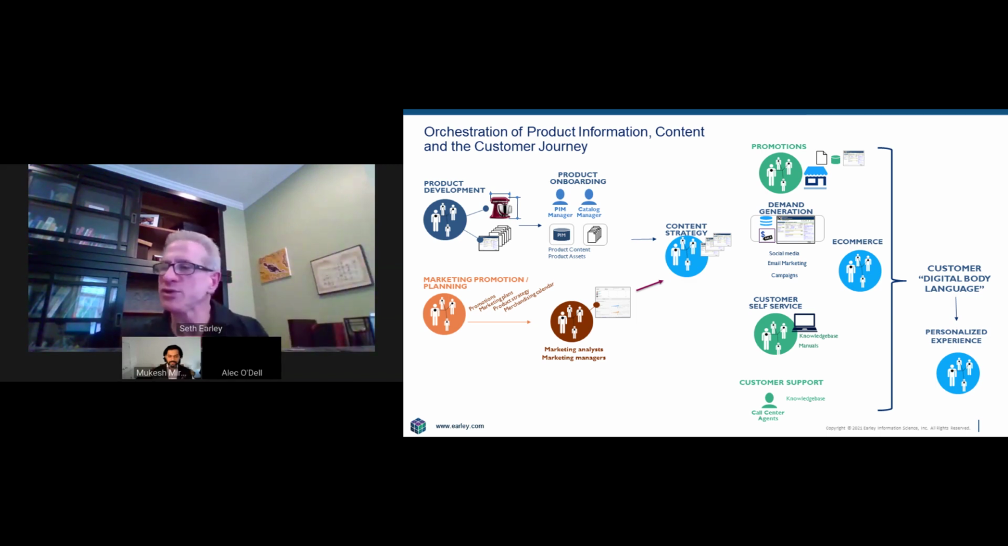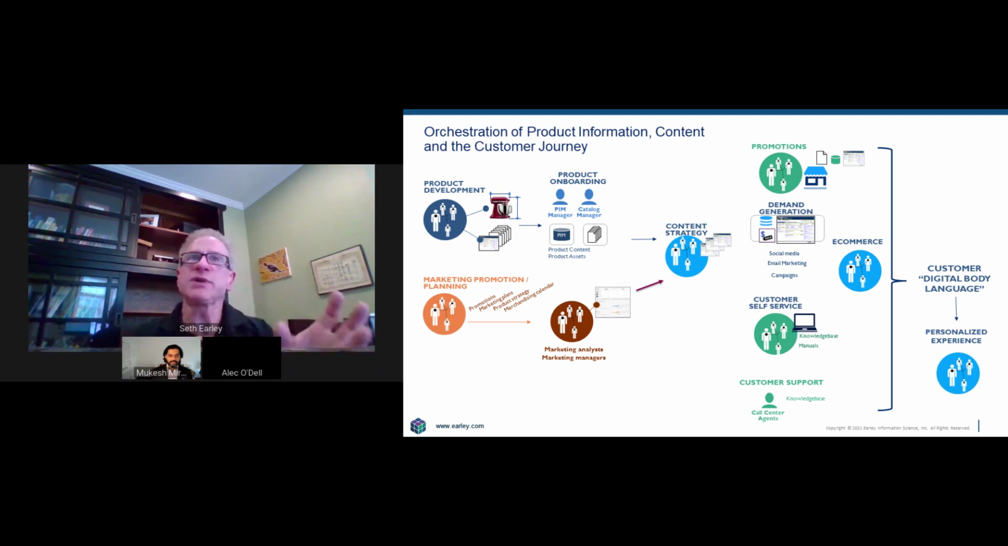But again, when we're developing products or onboarding products, whether we're manufacturing or distributing, there's stuff that has to happen to actually bring the data into the systems. And at the same time, we're doing stuff in parallel in terms of market planning and promotions. We're doing demand generation. We're doing product onboarding. There are various roles that are involved with this, and various types of content information that needs to be managed and created.